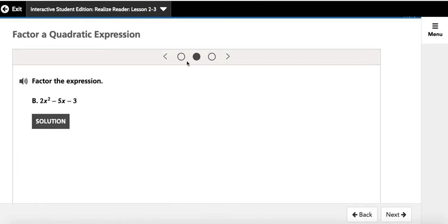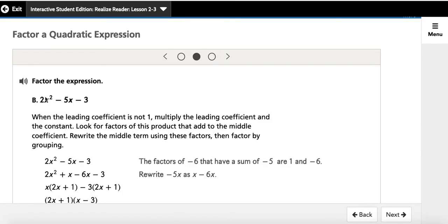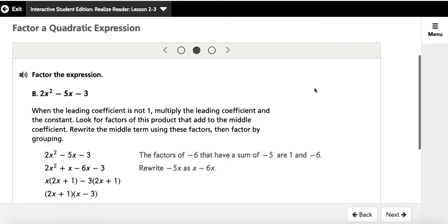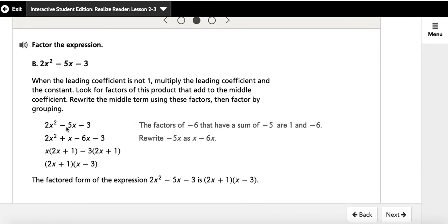It can get more difficult than that, especially if the first term is not 1. If the leading coefficient is not 1, then multiply this leading coefficient times the constant term. In this case, 2 times negative 3 is negative 6. And then look for factors of negative 6 that when you add them together, you get negative 5. So with negative 6, it could be 1 and negative 6. Oh, there it is, 1 and negative 6, because 1 plus negative 6 is negative 5.